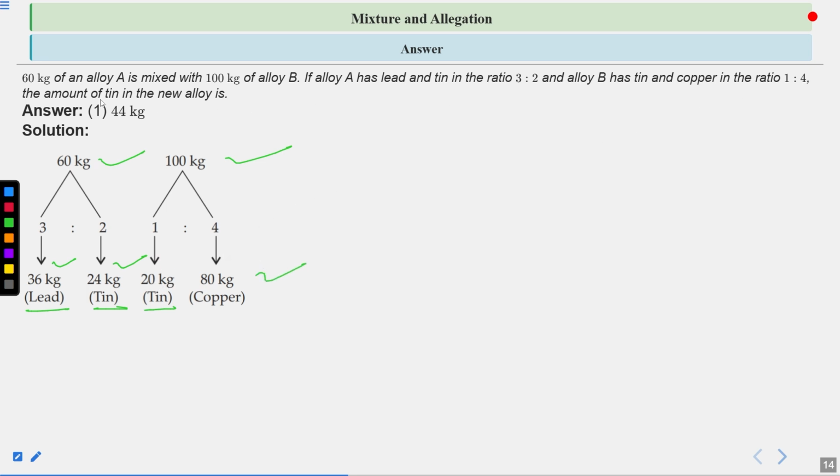Now the question is, when we mix them, the amount of tin in the new alloy. So we just add up this tin and we get our answer. So 20 kg and 24 kg, when we add up, the total tin in the new alloy becomes 44 kg. So the first one is the correct answer of this question. Next one.